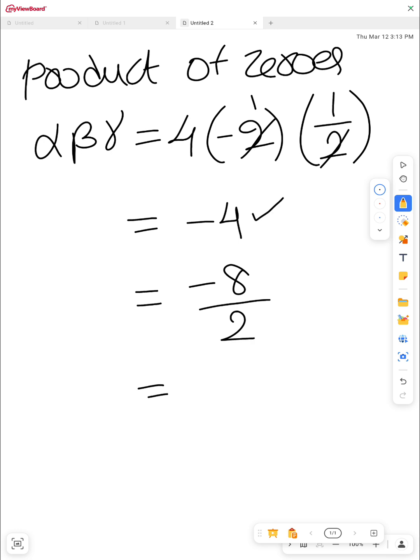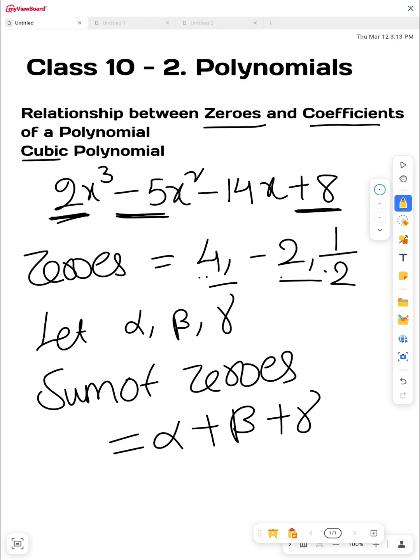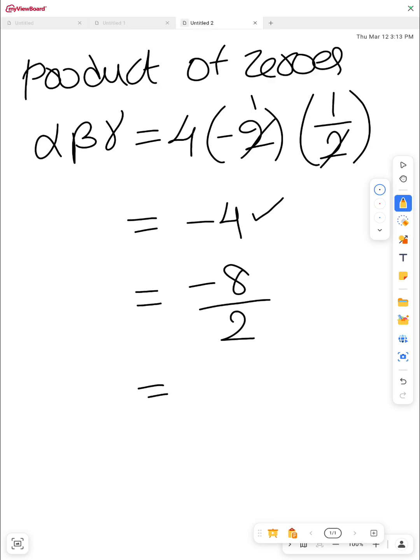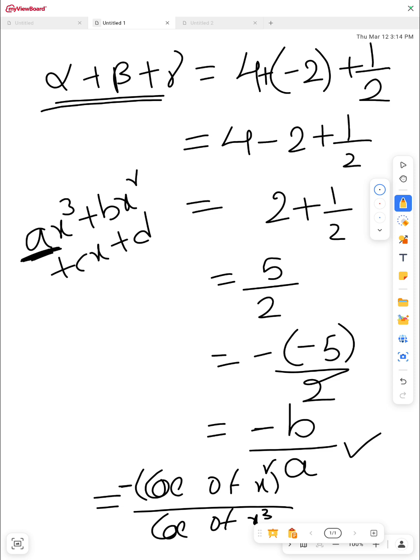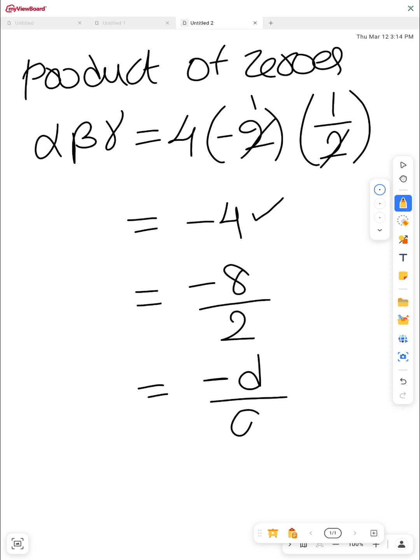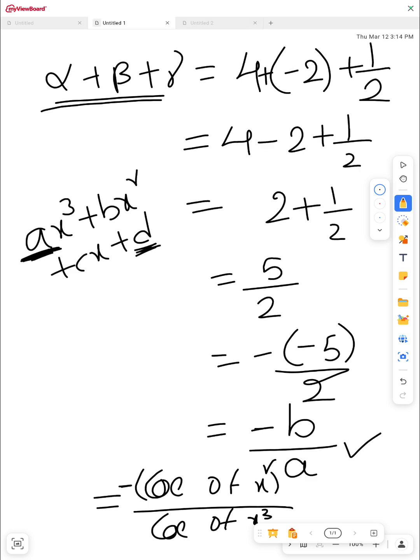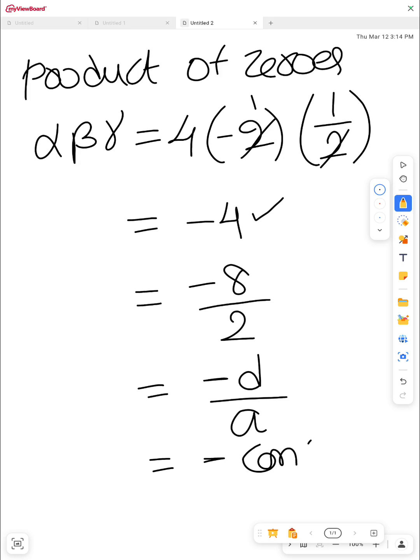So here minus 8 will be the d value, right? Which means here minus d divided by 2, and 2 is the a value. It is in the form of a, right? So here it is minus d by a, where d is the constant term for the cubic polynomial. So minus the constant term divided by a, the coefficient of x cube. So this is the formula.